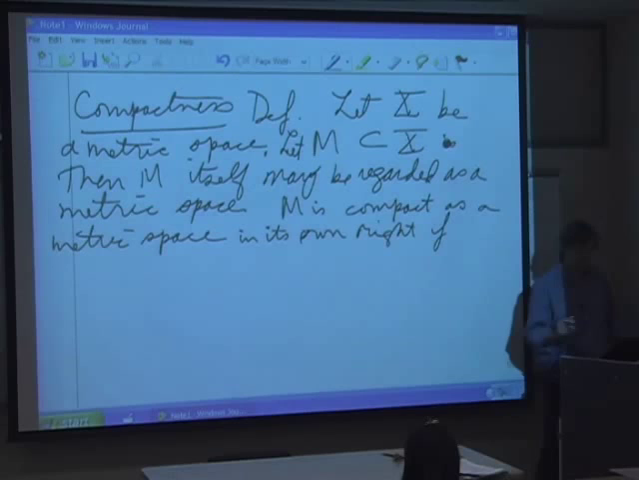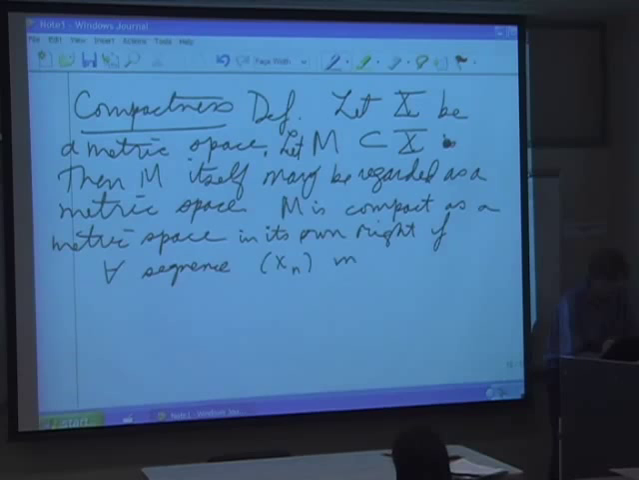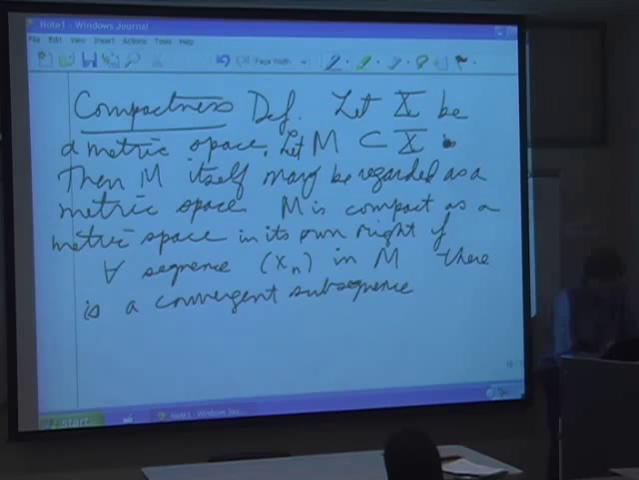Definition. A metric space is compact if for every sequence xn in M, there is a convergent subsequence, x sub n sub k, that goes to some x in M.